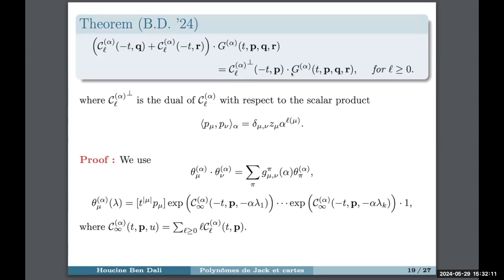Houcine? Yes. In your definition of C infinity, there's no U on the right-hand side, so where should it be? Yes, sorry, thank you. It should be U to the power L. When we think of these operators by their action on maps, CL adds one black vertex with N new white vertices. And on the left-hand side, U keeps track of the number of white vertices that we have. So it should be U to the power N. Thank you.